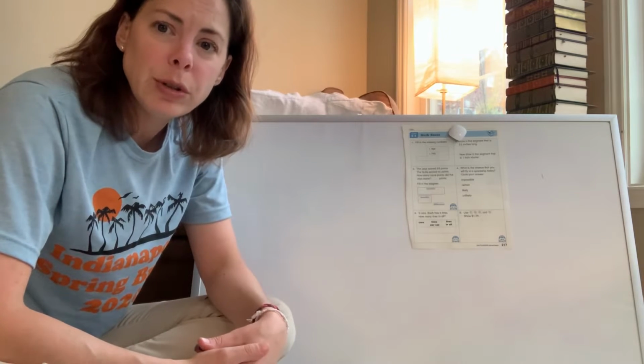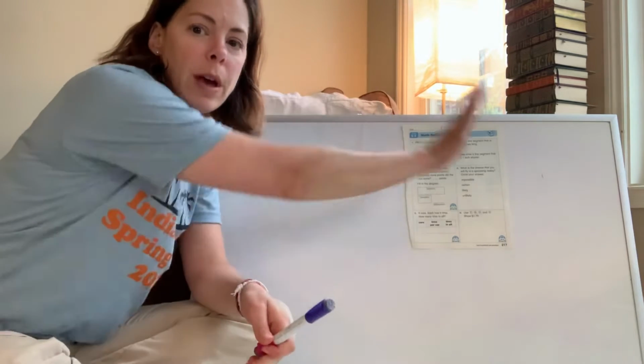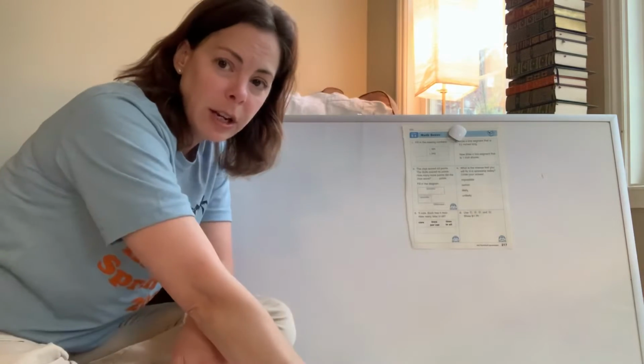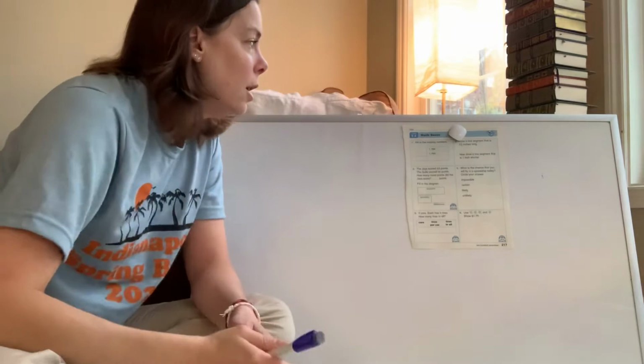Number 1, you fill in the missing numbers. You should be able to do this on your own now. So remember, when you go that way, plus 1. When you go this way, minus 1. Plus 10, minus 10. All right.